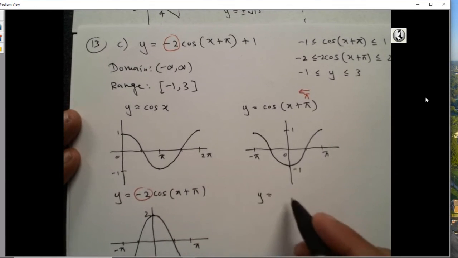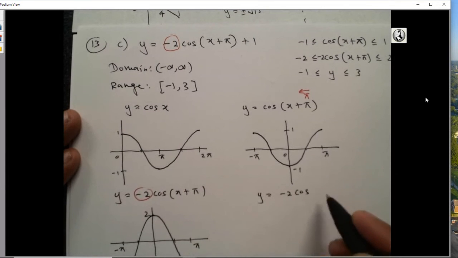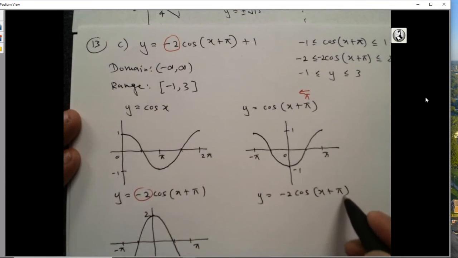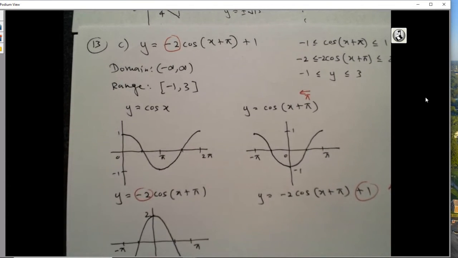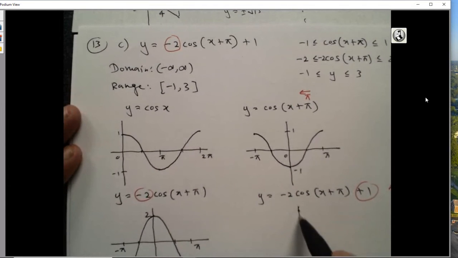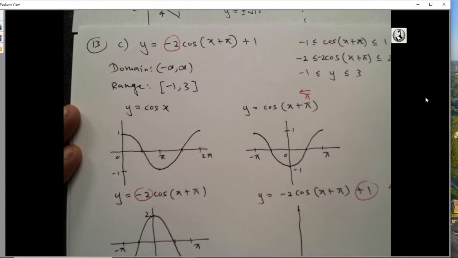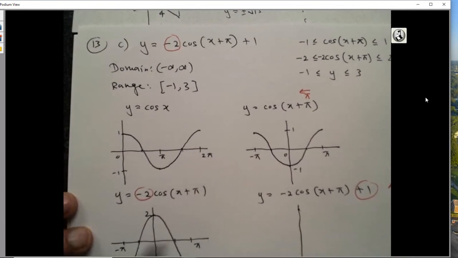And the final step, y equals -2 cosine(x + pi) + 1. What does this 1 do? It brings up 1. So you're going to lift the whole graph up 1 unit. So we might need a fake axis now, because we're going to move. So we're going to draw this as a fake axis. So this is your original x-axis.